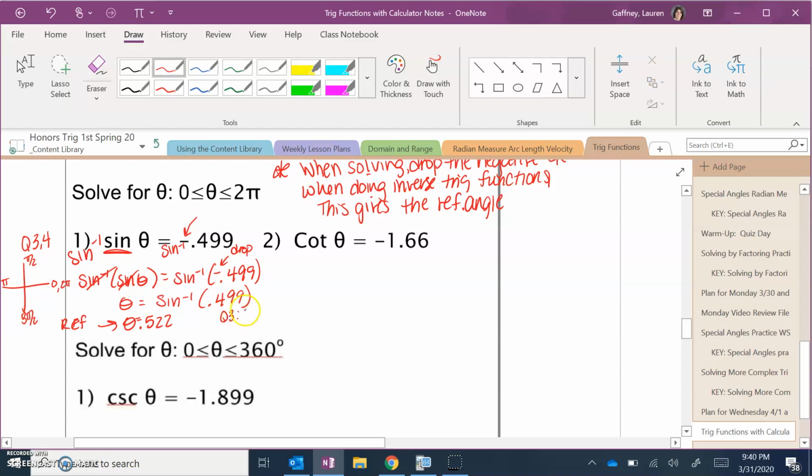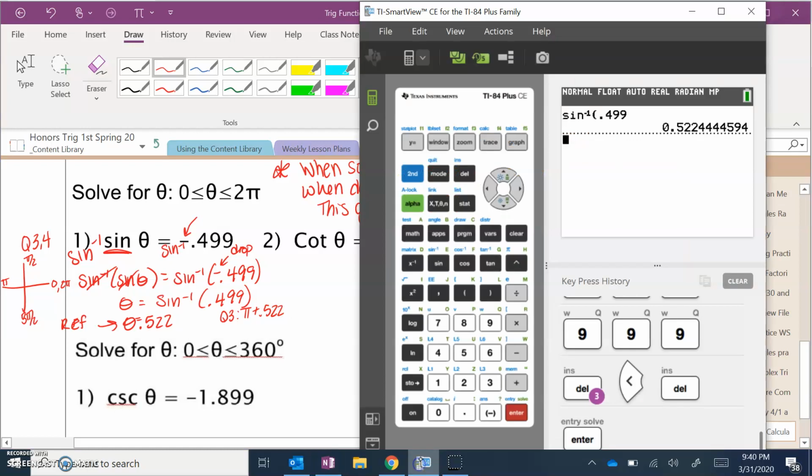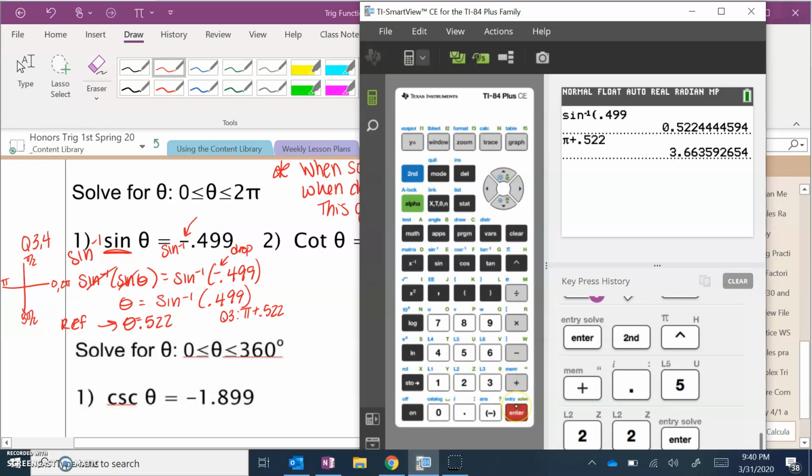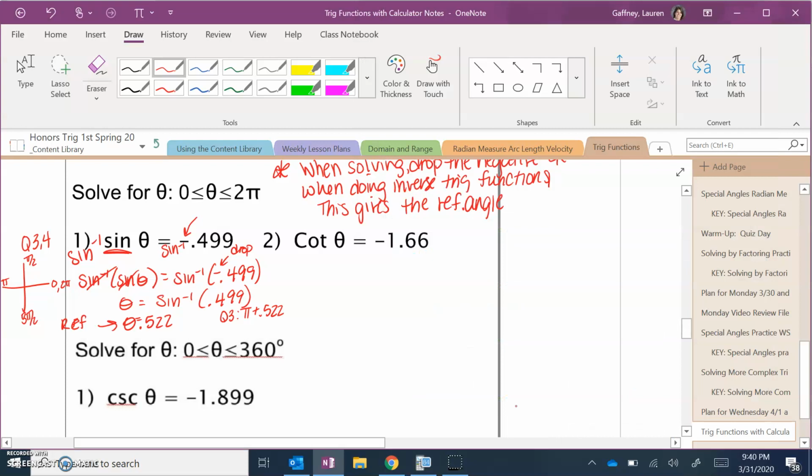So for quadrant 3, we're going to take pi and add on our reference angle. So we're going to take pi plus 0.522, and we get 3.664. Sorry once again that this is so smushed. Now we also need the quadrant 4 one. I'm going to do the cotan one over here, so I'll keep writing over here.